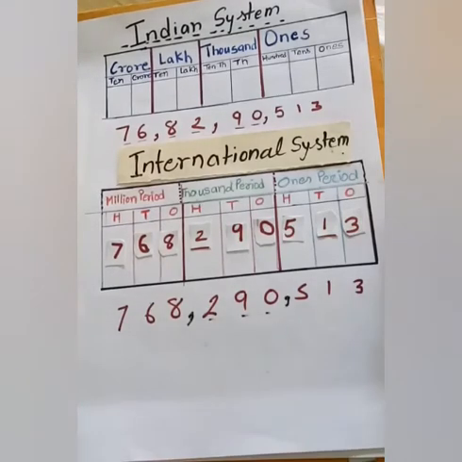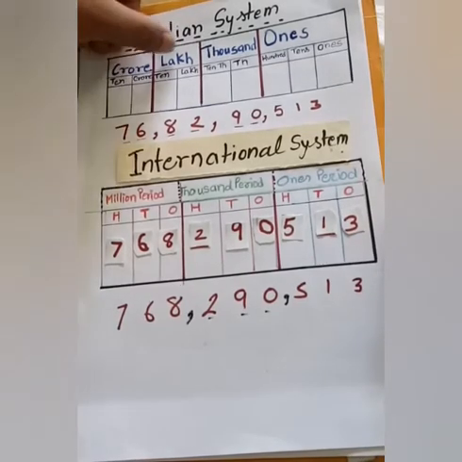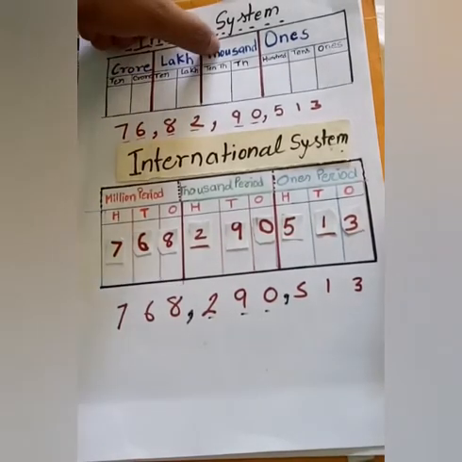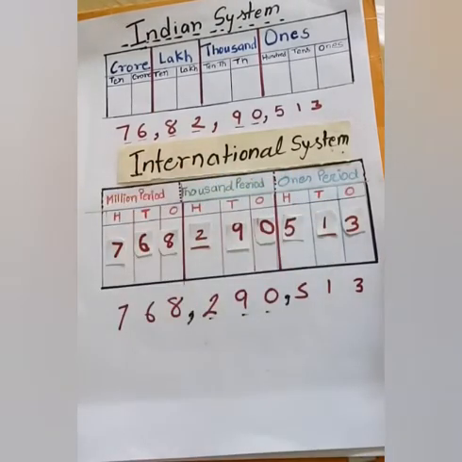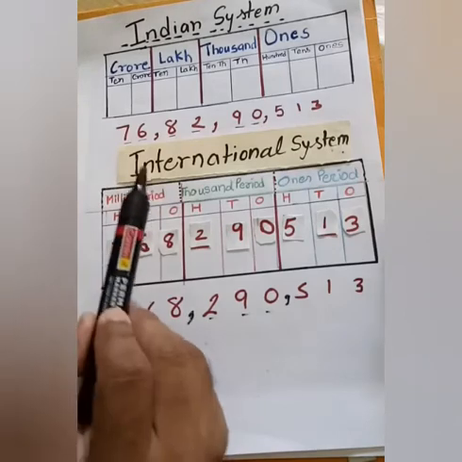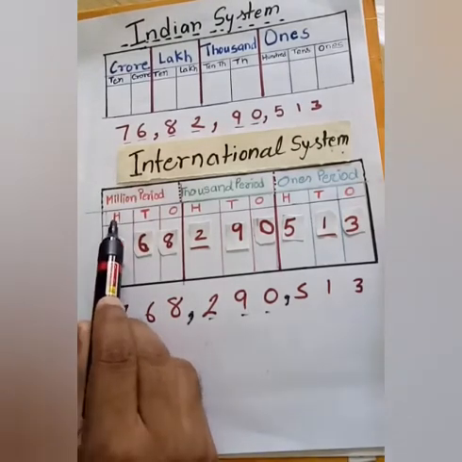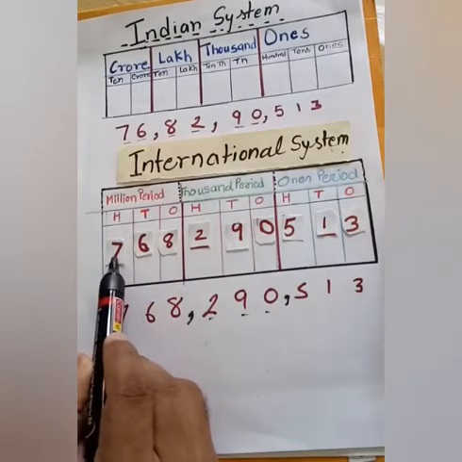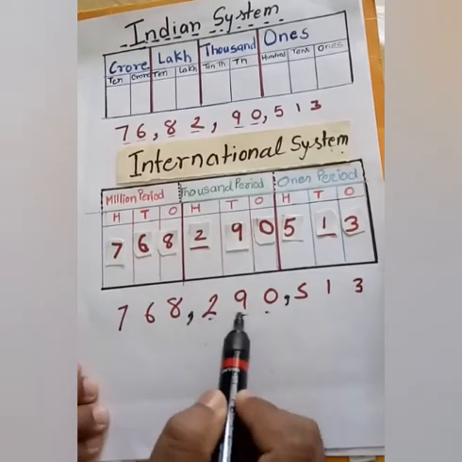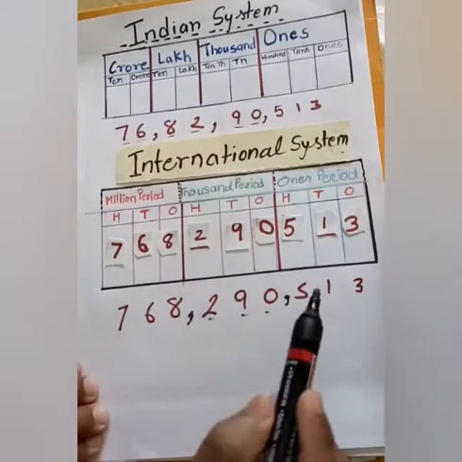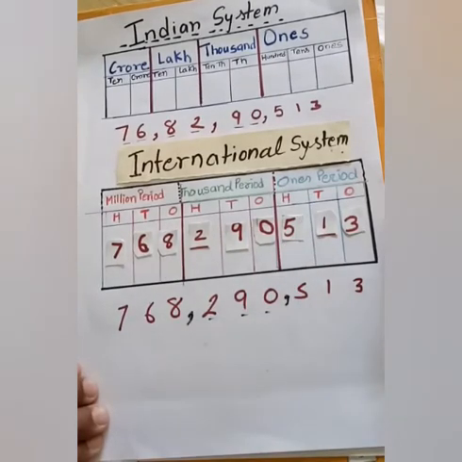Now how will you read this? In the upper one, if you remember, the same number is read as crore. It contains crore, lakhs and thousands. But here we have millions, thousands and ones periods. So how will you read this? 700, because it's a hundreds place. This 7 is at the hundreds place of millions. So 700, 68 millions, 290,000 and 513. That's it. This is how you read.